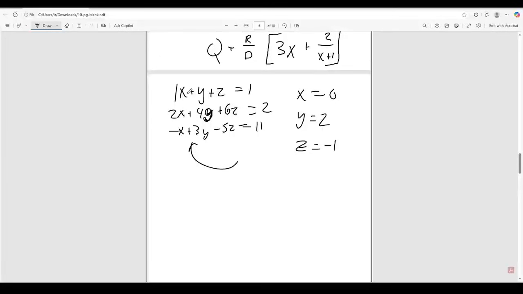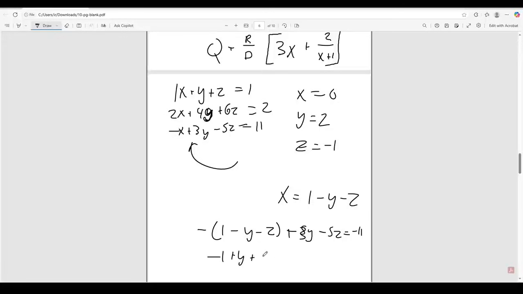Start with the most simple equation, rewrite it in terms of one variable. So you can rewrite this in terms of x is equal to 1 minus y minus z, and then you can plug that into this number right here. So you know that negative x, or negative 1 minus y minus z, minus 5y, plus 3y minus 5z is equal to negative 11. Then you can say that negative 1 plus y plus z plus 3y minus 5z is equal to negative 11.